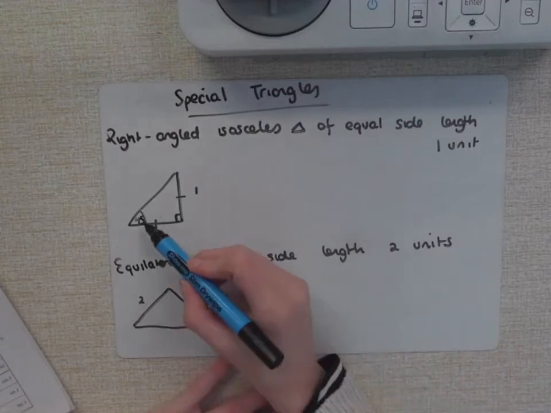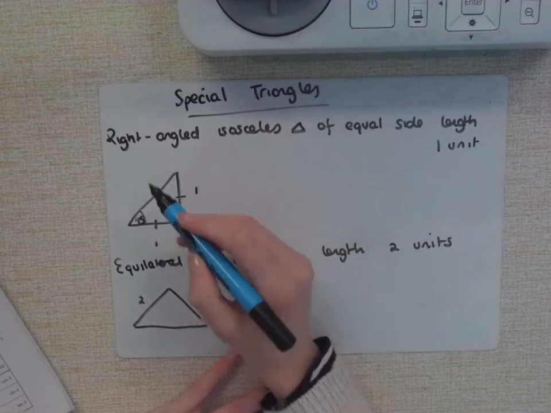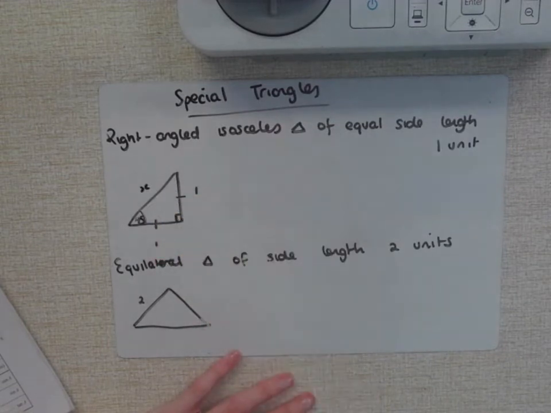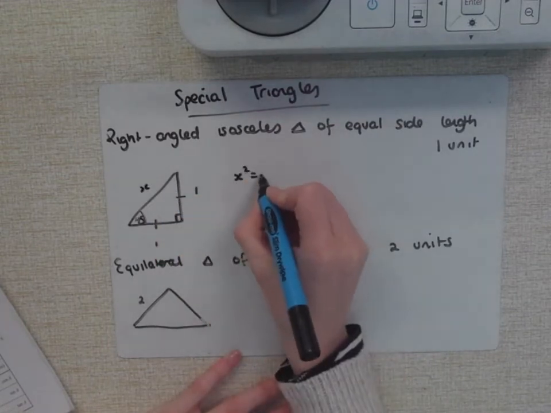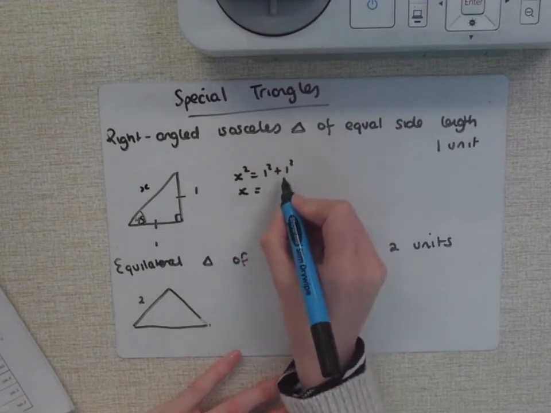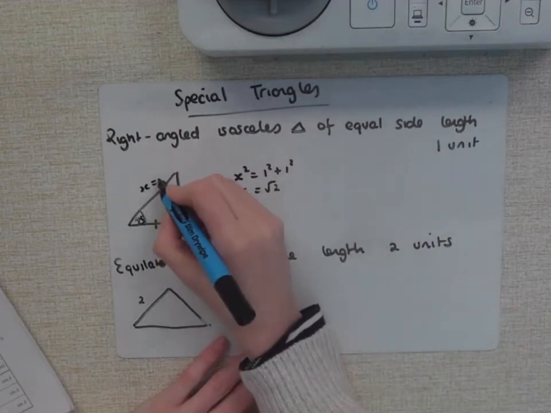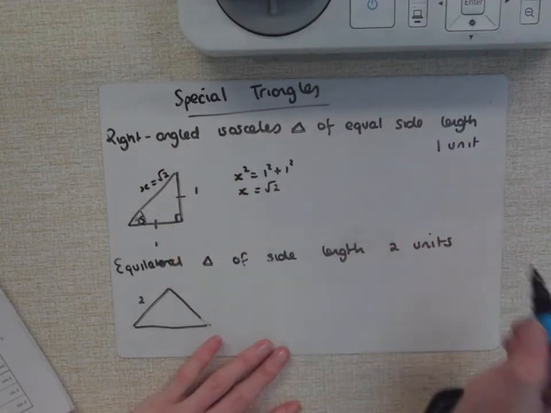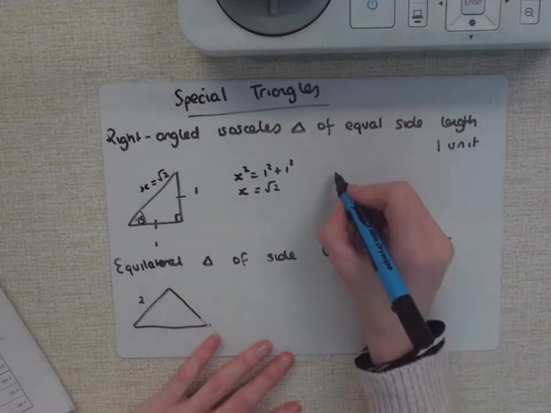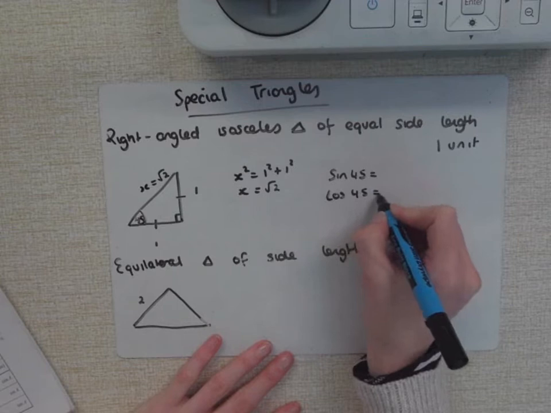So for sine of 45, you'd need opposite over hypotenuse. Now, how would I get the hypotenuse? Pythagoras. X squared is 1 squared plus 1 squared. So that's 2. X squared is 2, so x is root 2. Okay? So now, without using your calculator, you can write down sine of 45, cos of 45, and tan of 45.